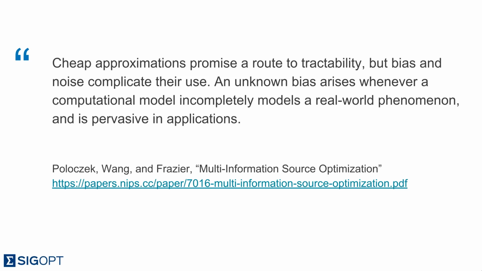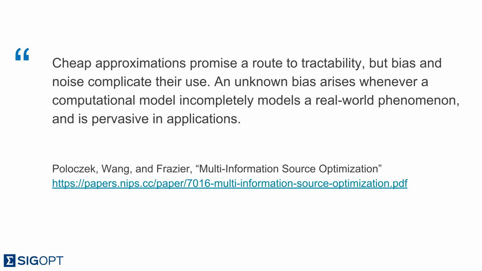We've found in practice that two methods that work very well to reduce this bias are by defining your cheaper tasks in one of the two following ways. The first is to train your model on a reduced subsample of the training data. And the second is for deep learning models to train them for fewer training epochs.